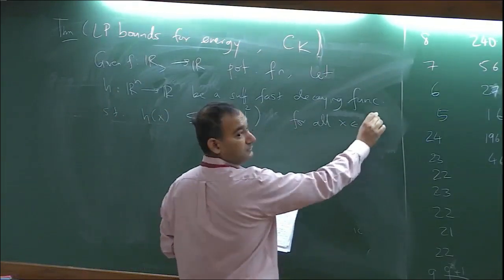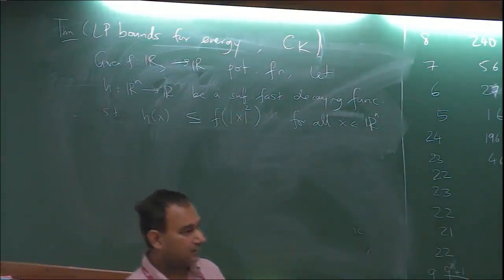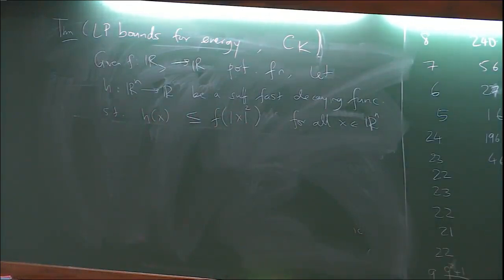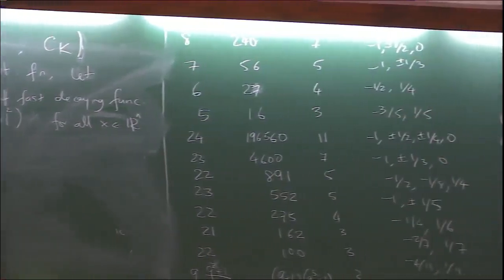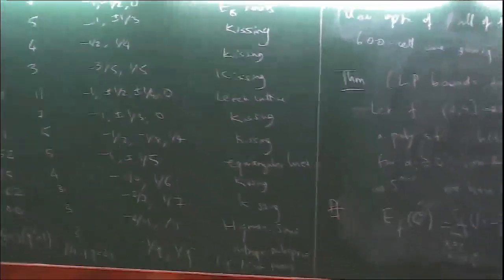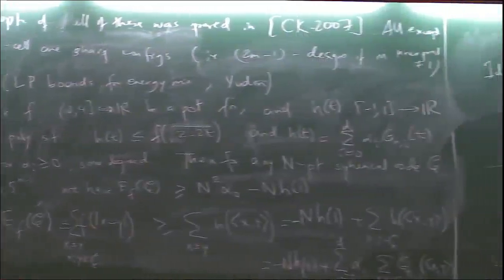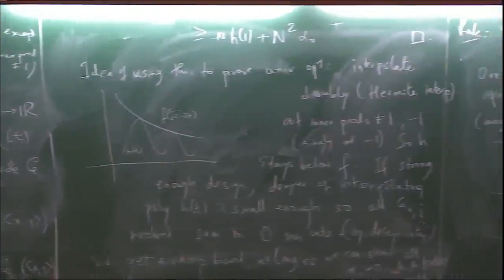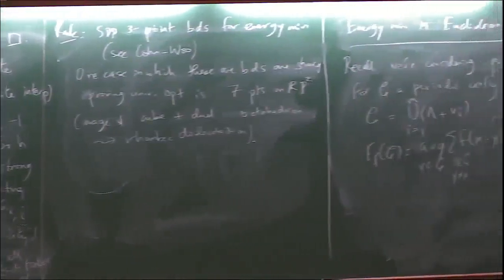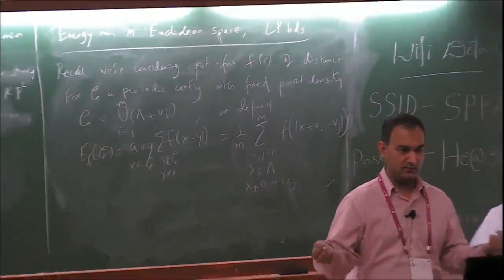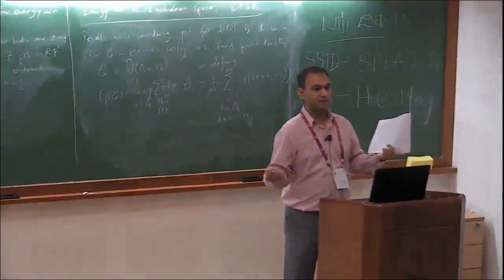Yep. Question? Oh, how is this equal to this? Oh, okay. So C is a union of M translates of this lattice, right? And E_f of C is defined to be the average over all points in C. So what you want to do is sum over all pairs of points in C. For every pair of points in C, you want to take the distance, apply the potential function, and sum this over.